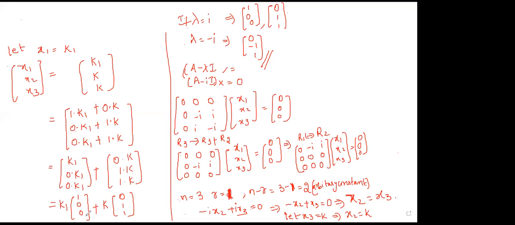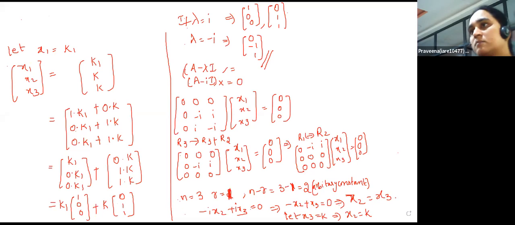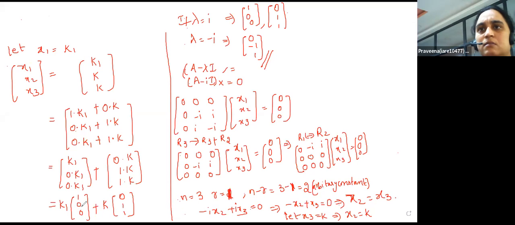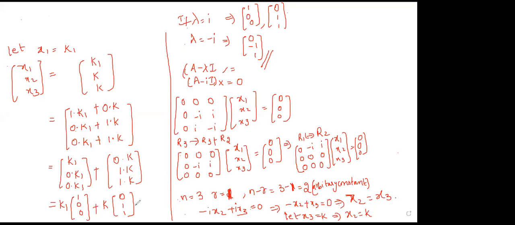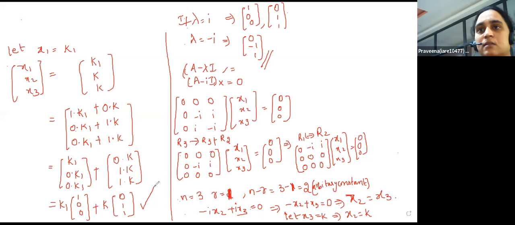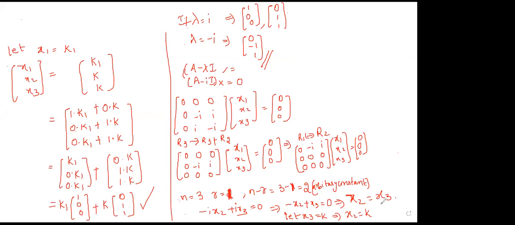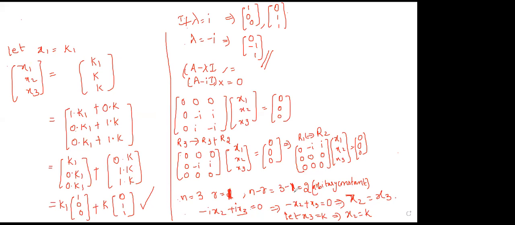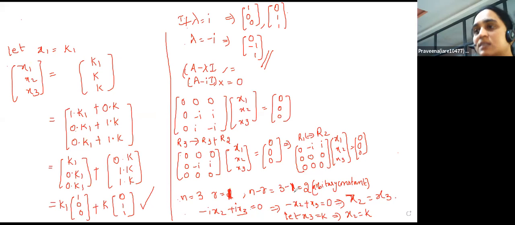Ma'am, please explain this step now. Any doubts? Ma'am, this last step, from x1 is equals to k1, from there you explain. Here how many are arbitrary constants from the formula? Two are arbitrary constants, right? I'm taking x2 and x3 as k and x1 as k1.